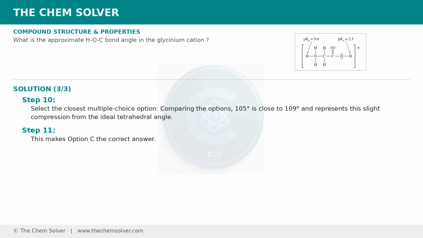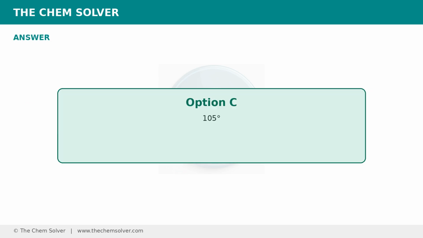Select the closest multiple choice option. Comparing the options, 105 degrees is close to 109 degrees and represents this slight compression from the ideal tetrahedral angle. This makes option C the correct answer. The correct answer is option C, 105 degrees.